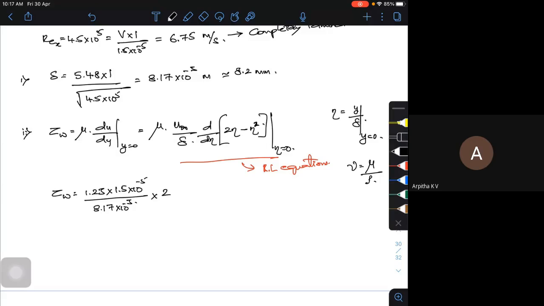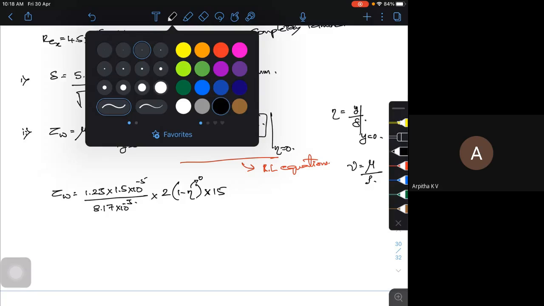What is eta? Eta is equal to y by delta. We don't know the value of y, so y is actually 0. Y is equal to 0. So what will happen? This quantity will be 0, so I'll be getting only 2. So 2 into u infinity, you have u infinity, that is 15. So this will be tending to 0.